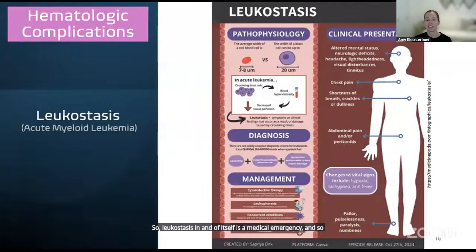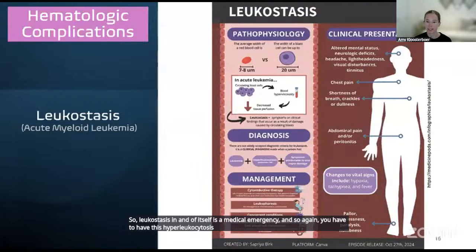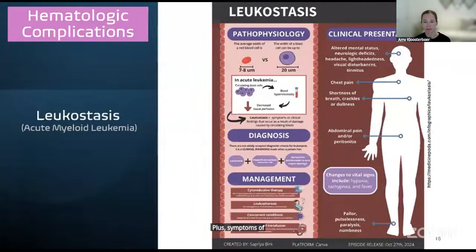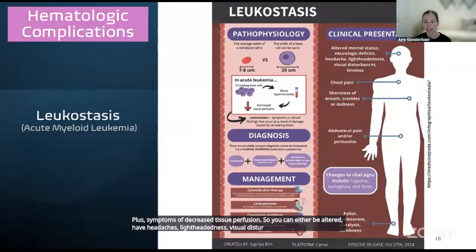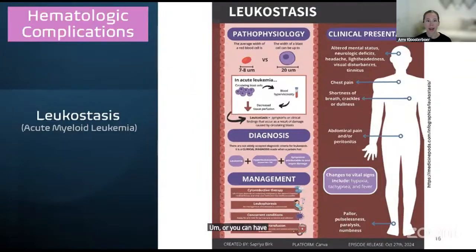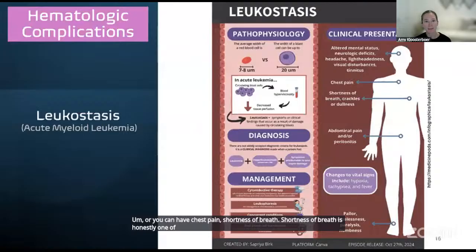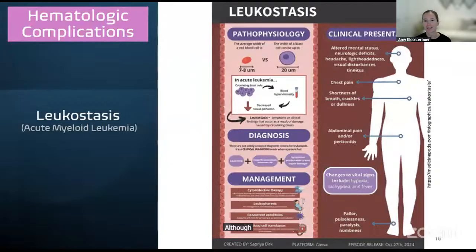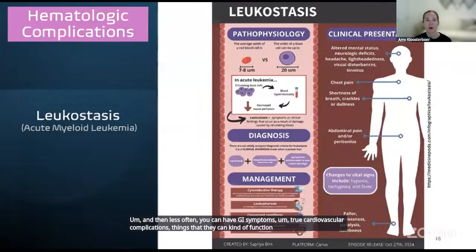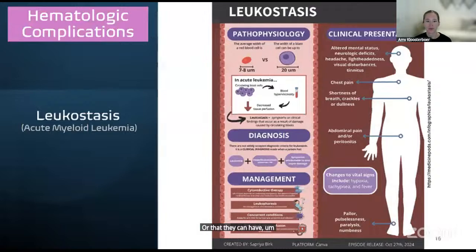So again, you have to have this hyperleukocytosis, a really elevated white blood cell count, plus symptoms of decreased tissue perfusion. So you can be altered, have headaches, lightheadedness, visual disturbances, tinnitus, or you can have chest pain, shortness of breath. Shortness of breath is honestly one of the most common things that people present with, although also multifactorial because they're usually anemic as well. And then less often you can have GI symptoms, true cardiovascular complications, things that can mimic a PE, or elevation in their troponins or cardiac disturbances, and other organs, renal complications can be affected as well.